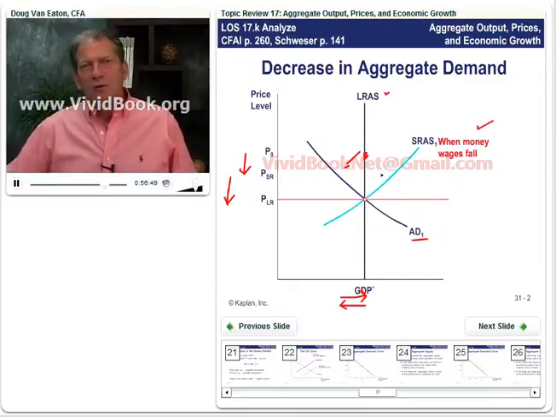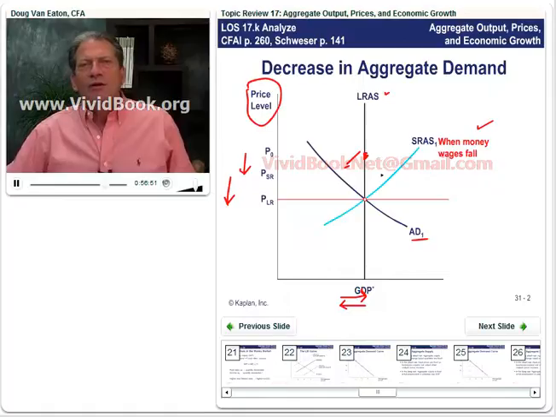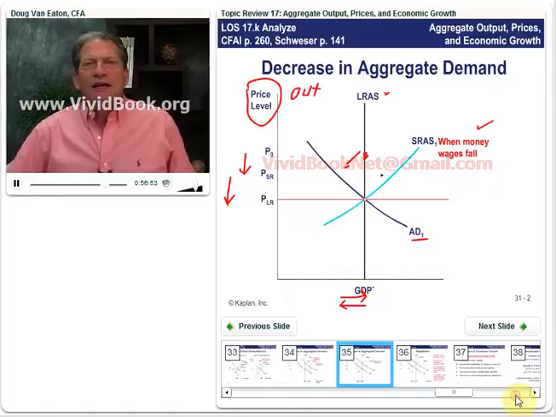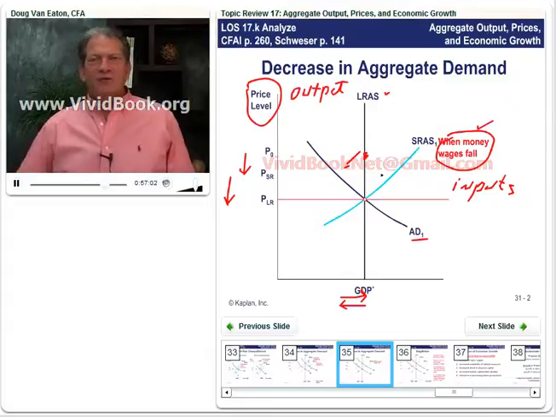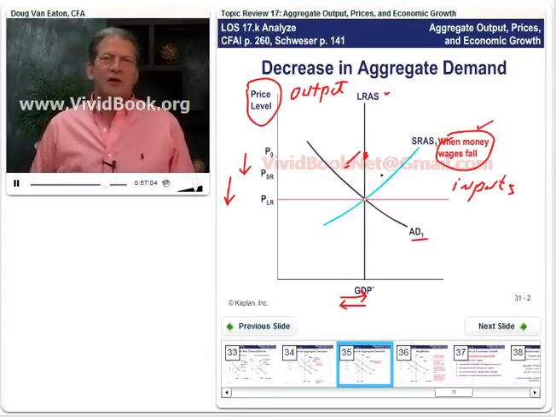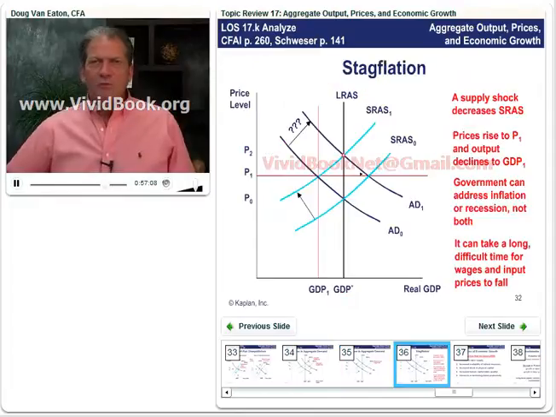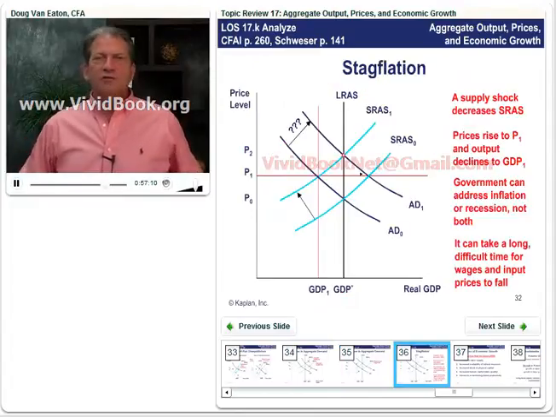And remember, this price level here is the price of output. What we're fooling around with here is the price level for inputs. And we've said those stay the same in the short run, but adjust in the long run. So those are important points to remember when we get to monetary and fiscal policy.